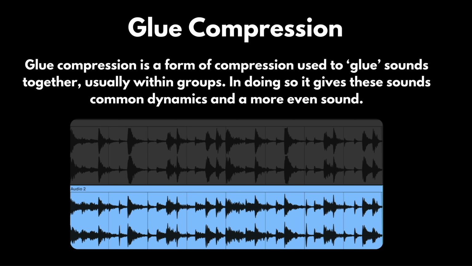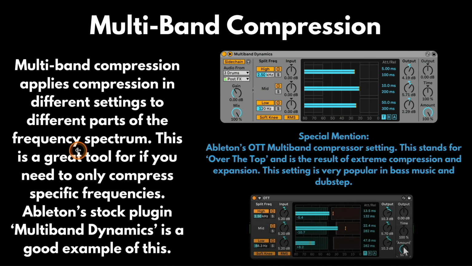So glue compression is when you use compression to glue stuff together, in the sense that you put glue compression on a group or maybe on a drum loop, and now you can compress everything together to give it a similar dynamic, similar transient information, and get the volume levels of everything closer to each other. So now that we have a pretty good idea of what compression is, let's hop into Ableton and take a look at some examples.